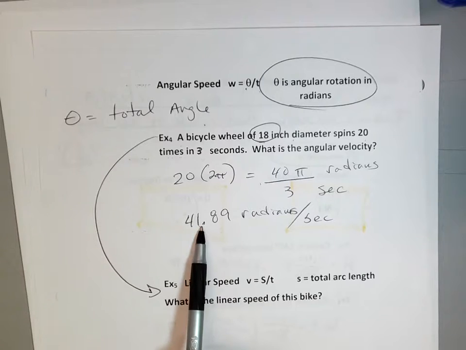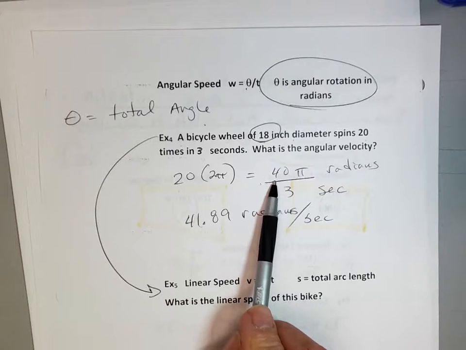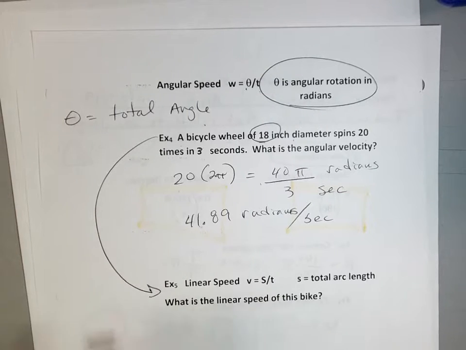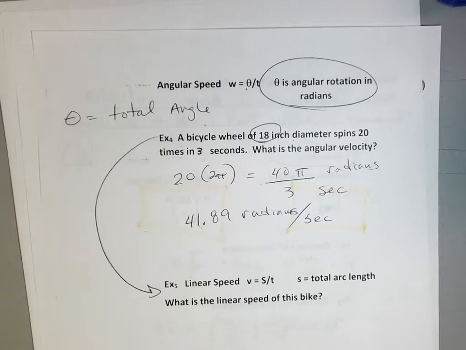So 3.14 is a half circle, 6.28 is a full circle. So I'm going to do 40 and 20 in 3 seconds, basically. Okay, so now that's how fast the tire's spinning.